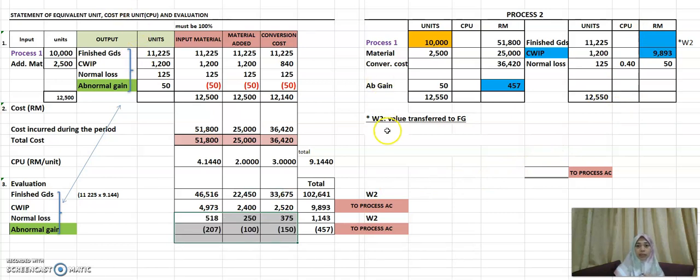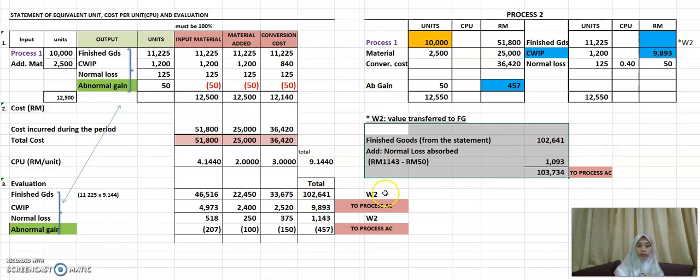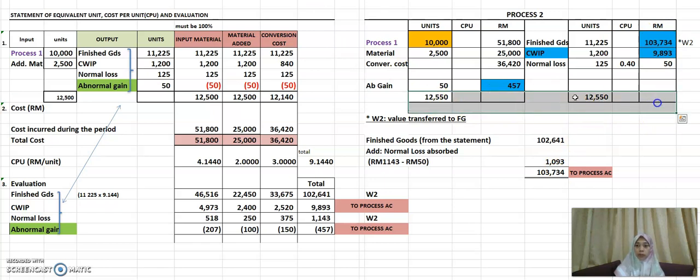For your finished goods, you have to do some adjustments. That adjustment is you have to adjust for your normal loss absorbed. So you have the finished goods value from the statement, 102,641 here, and then adjust for the normal loss absorbed. That is the value of your normal loss from the statement minus the normal loss of 50 ringgit that you have worked out here. Then you've got 103,734. So from here, that goes to your process account. By doing so, your account should be balanced. That finishes the process 2 account.